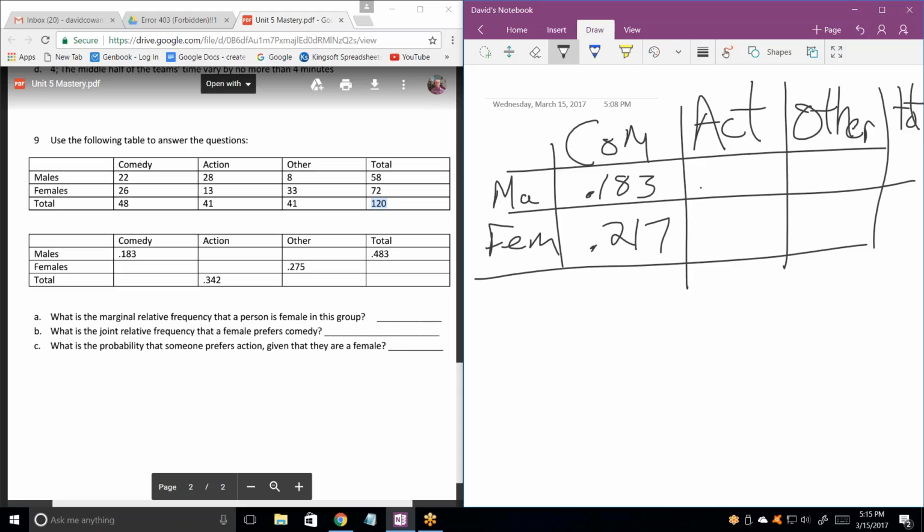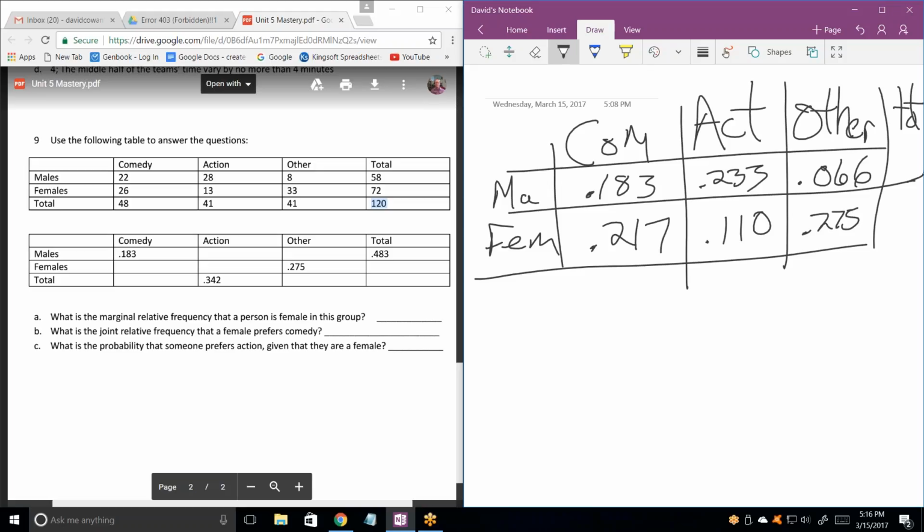Male action is 0.233? Yeah. What is female action? Female action is 0.110. What's male other? 0.066. What's female other? 0.275. Well, they like the others, don't they?